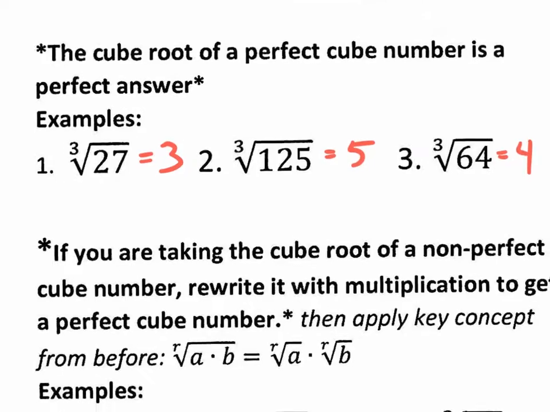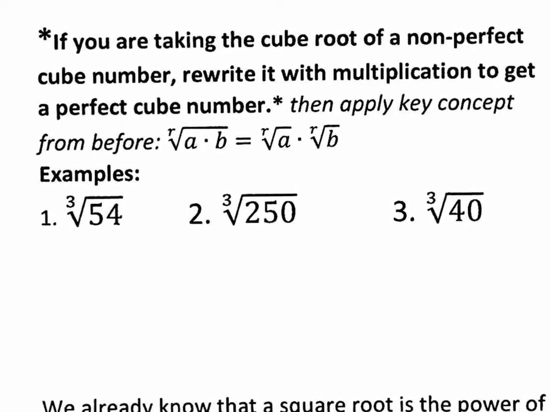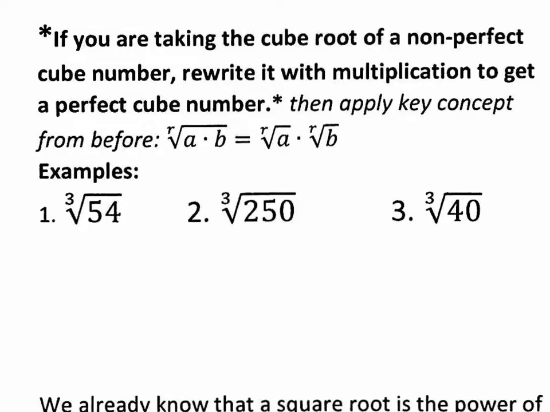nice, beautiful answer. Now, if you are taking the cube root of a non-perfect cube number, you could rewrite it with multiplication to get a perfect cube number. Almost like square roots, right? When you don't have a perfect square number, you rewrite it with multiplication to get perfect square numbers. Right here, if you are taking the cube root, and if you don't have a perfect cube number, like 54 is not a perfect cube number, so we want to rewrite it with multiplication to get that perfect cube number. So again, a perfect cube number list will help us.